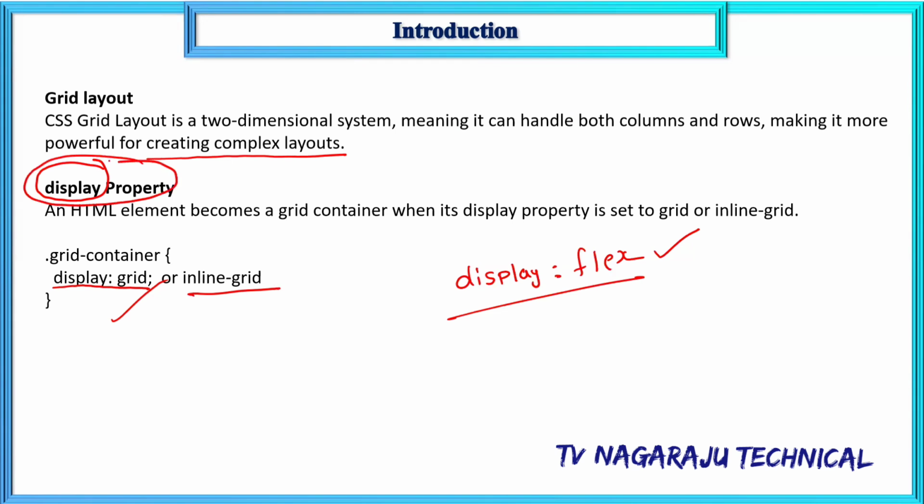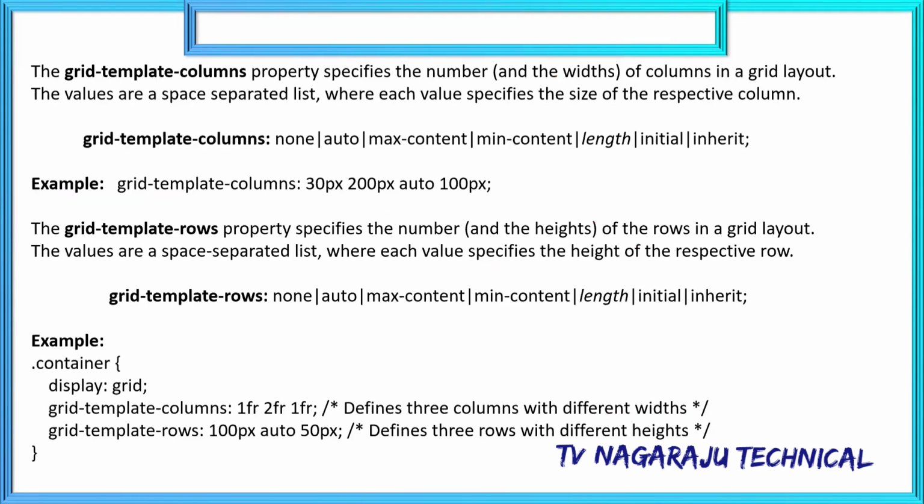Now, what is the next most important thing? Here the elements are placed in rows and columns. That means you need to know either the number of rows or number of columns. Okay. Now for that, the name of the property is grid template columns. So this property specifies the number of columns that the grid layout consists of. Along with that, if you want, you can give the width of each column.